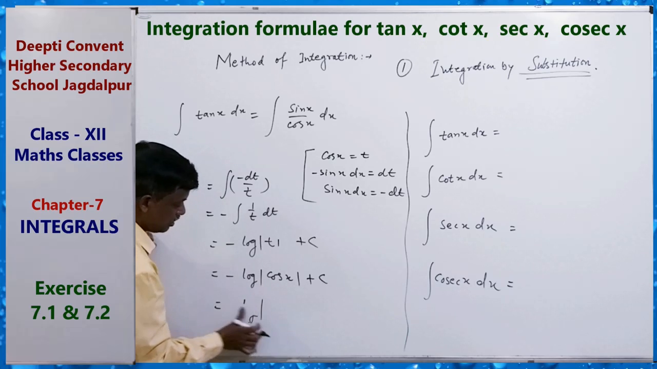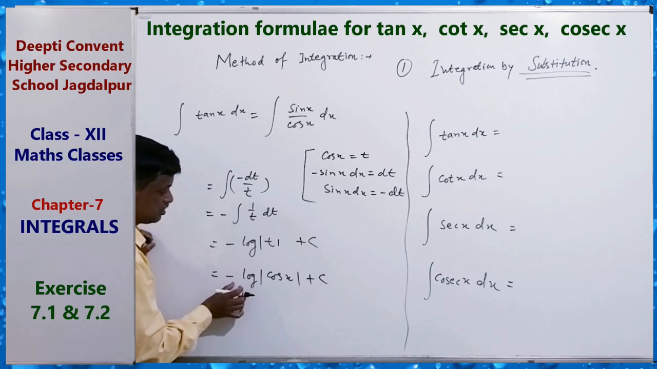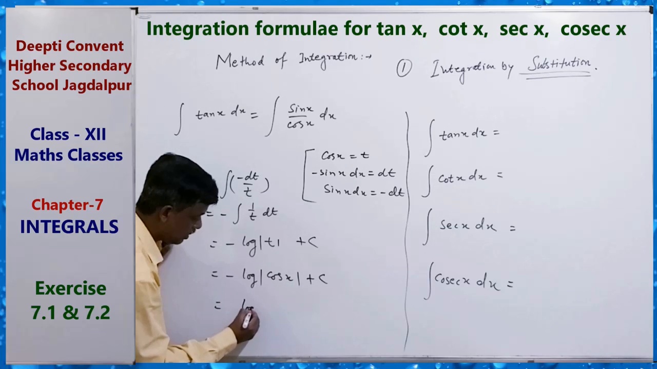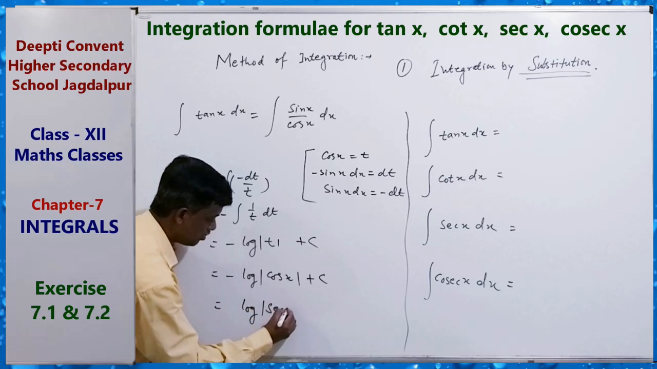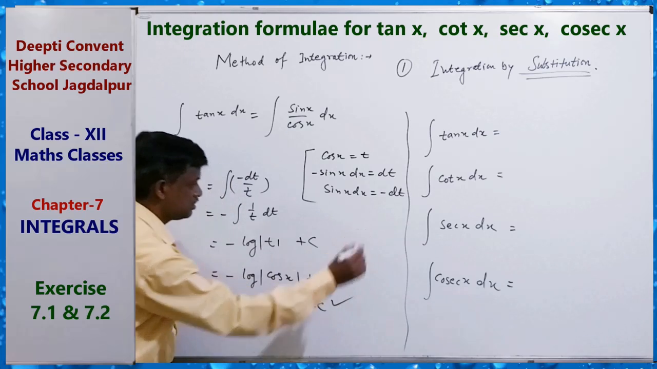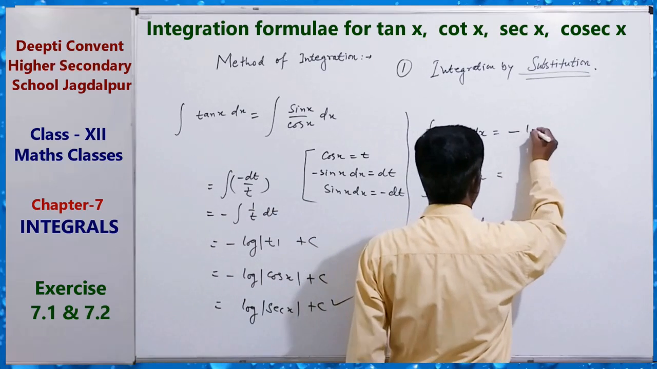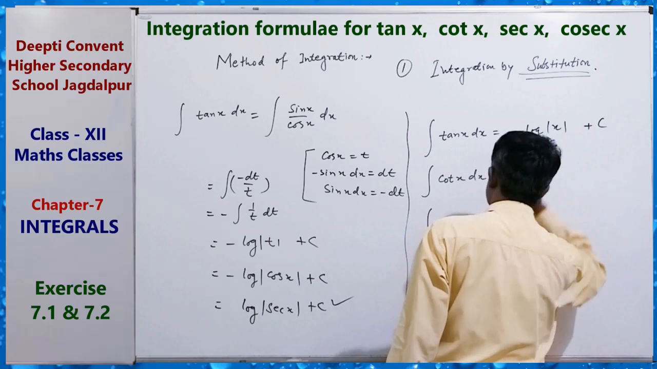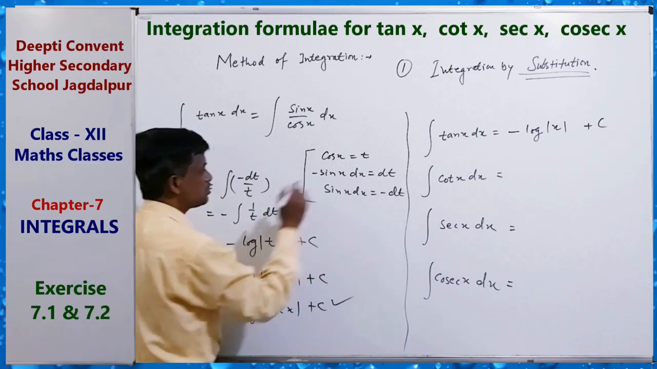cos x. If you take this minus to power of this, then we can also write like this, log mod of sec x plus c. This is integration. So this is minus log of mod cos x, okay, plus c always.